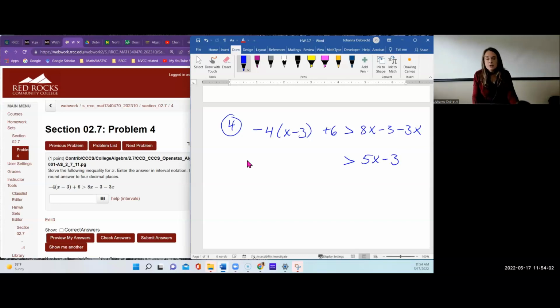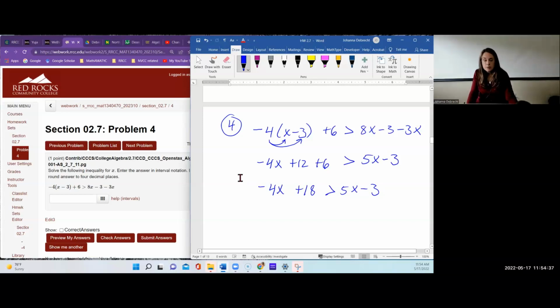There's no need to add or subtract on both sides of the equation. They're already on the same side. On the left side, in order to isolate the x terms, I'm going to have to get rid of the parentheses that you see here. So I'm going to distribute the negative 4 over both of the terms on the inside. That gives me a negative 4x plus 12 plus 6. The plus 12 and plus 6 are both on the left, so I can combine them to get negative 4x plus 18 greater than 5x minus 3.